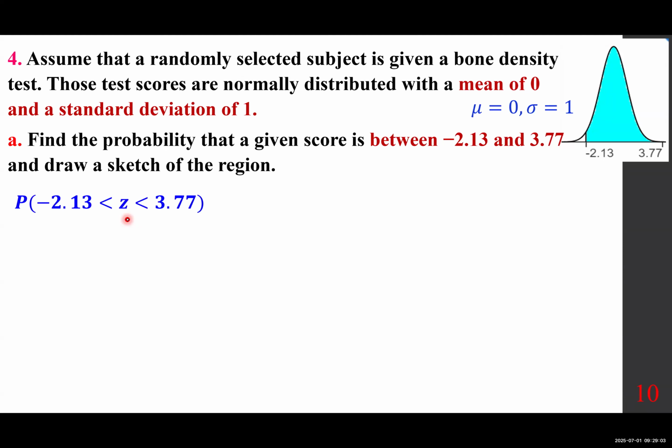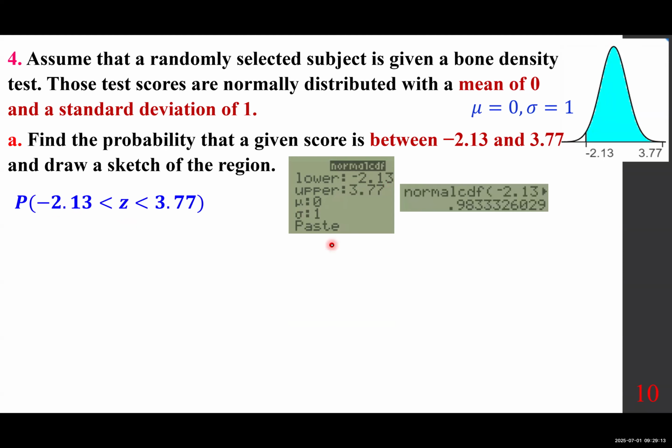Now, you may use a calculator. What is the lower value of this number? What is the upper value of this number? Mu is 0, sigma is 1. And it will give you the number here. And if we stop with the fourth decimal, we get 0.9833. Again, as far as the number of decimals, you want to always put as many as possible. I'm just putting 4 here. For the exam, you want to make sure you put more or just whatever they ask you to do.